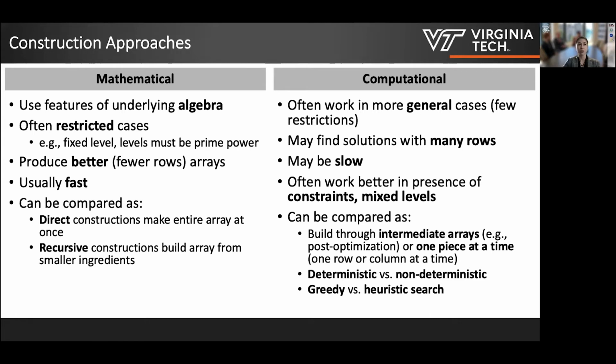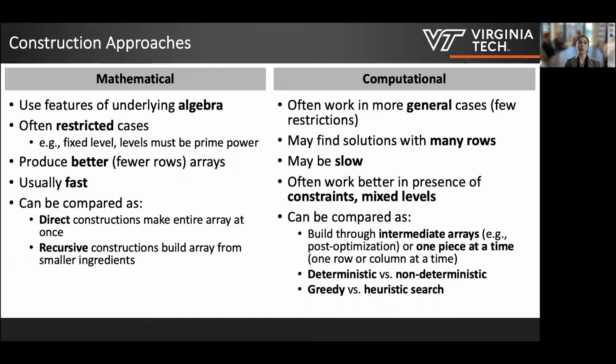Conversely, computational constructions often work in more general cases, so there are fewer restrictions for most of them. They often find solutions that have more rows than the mathematical constructions. They also might be slow. Depending on the construction that you're using, it might be faster than other constructions. And often there's a trade-off between speed and the fewness of rows. Things that are very fast produce more rows, and things that require more computation tend to produce fewer rows.